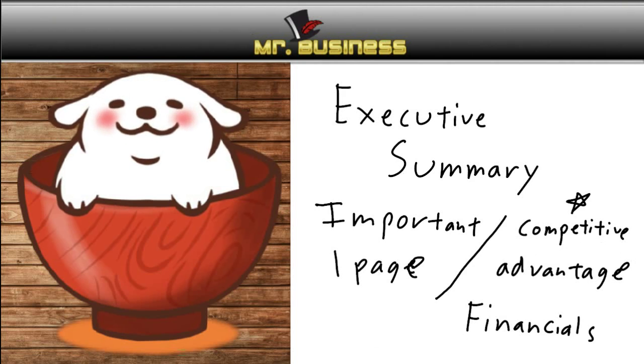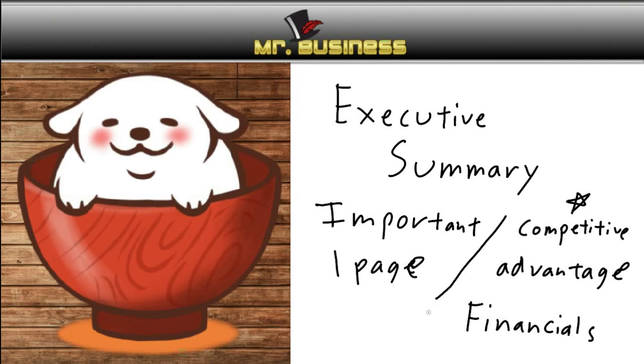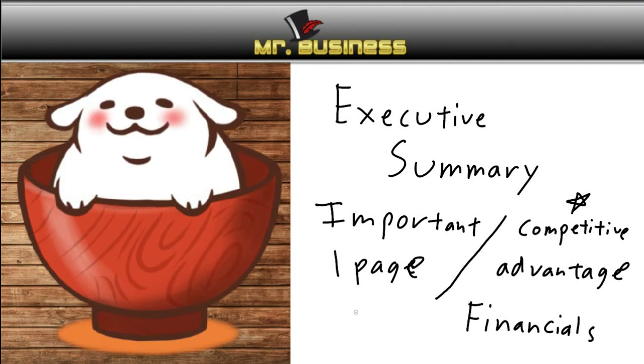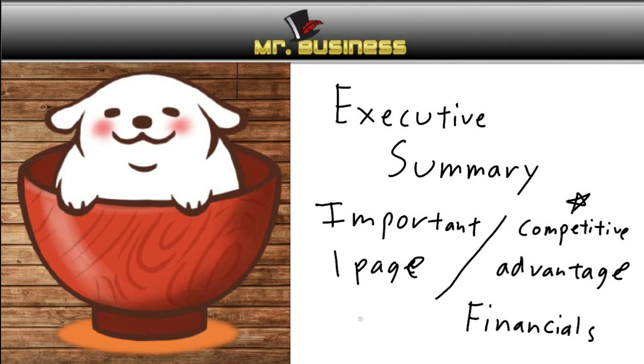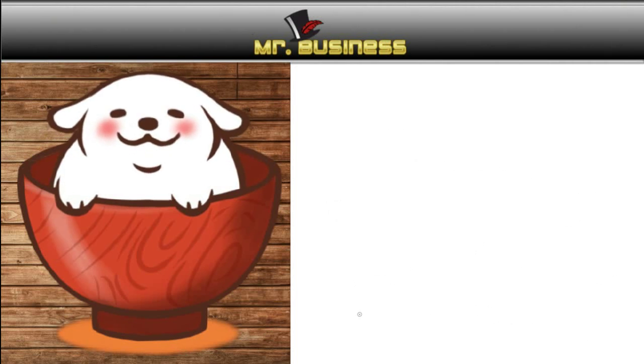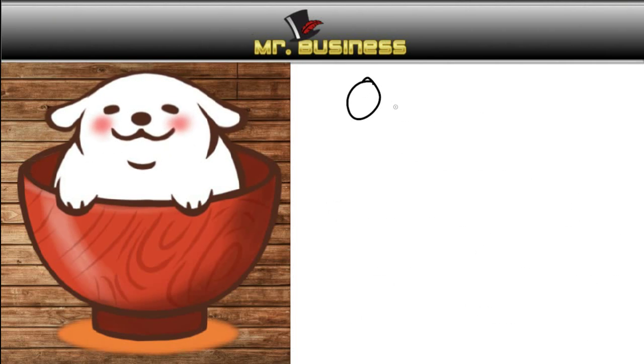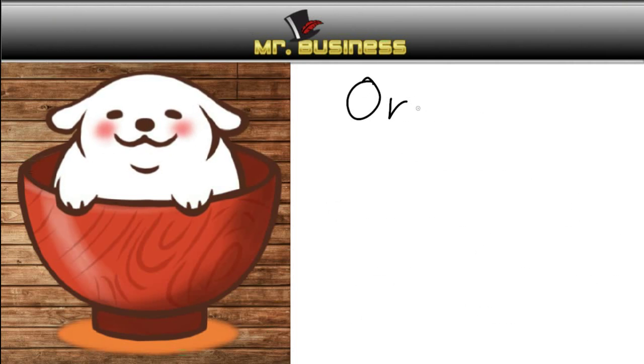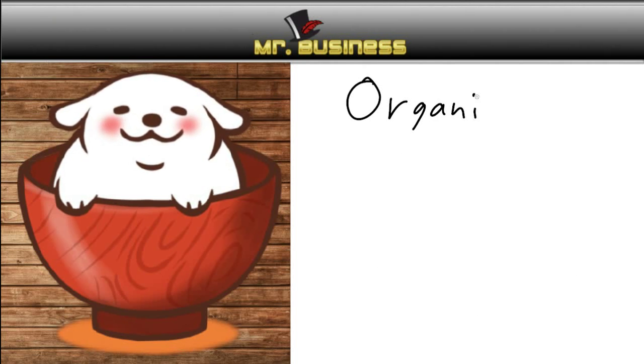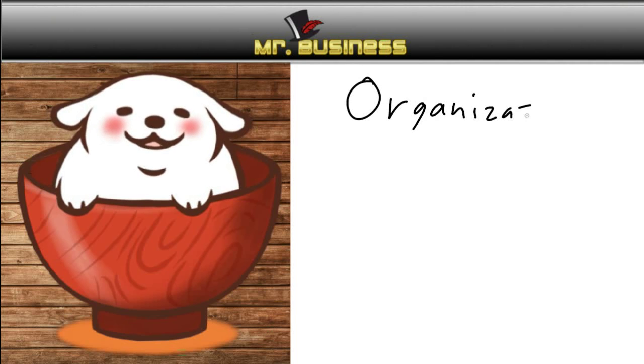Okay? Let's see. So we got our executive summary. We'll go ahead and do one more, and then we'll probably start breaking up this episode into a couple because of how many things are in a business plan. Next part we're going to look at starts with an O, ends in an organization. Okay?